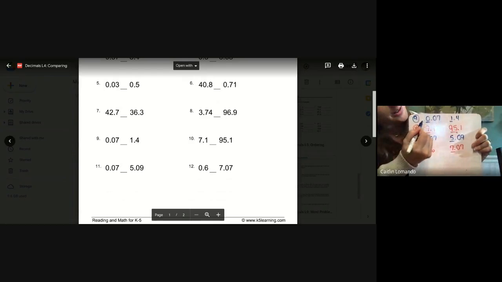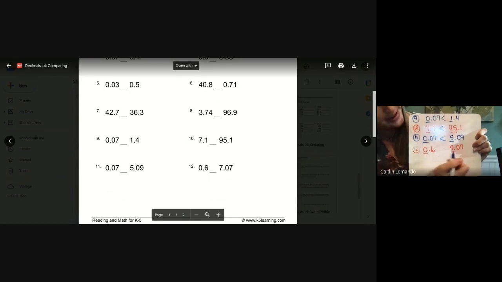For number 9, we can really just look at the number before the decimal point. What's bigger, 0 or 1? That's easy, 1. For number 10, again, we can look at the number before the decimal point. What's bigger, 7 or 95? That's easy, 95, big side to the bigger number. Number 11, what's bigger, 0 or 5? That's easy, big side to the bigger number. And our last one, 6/10 versus 7 7/100. A 0 versus a 7.